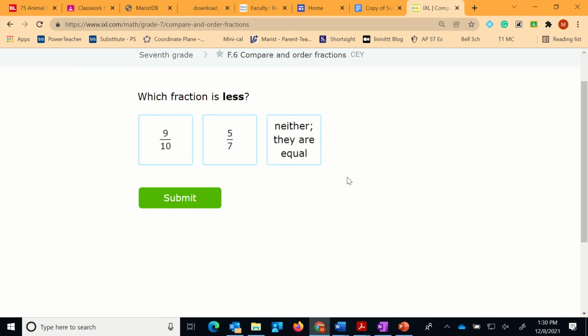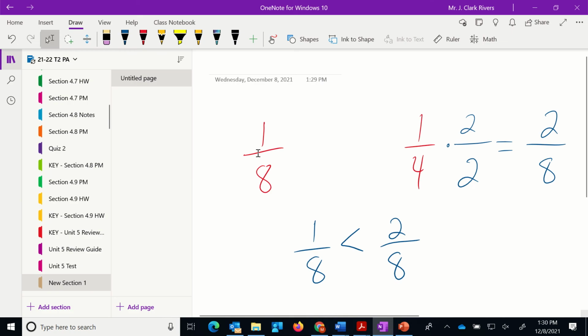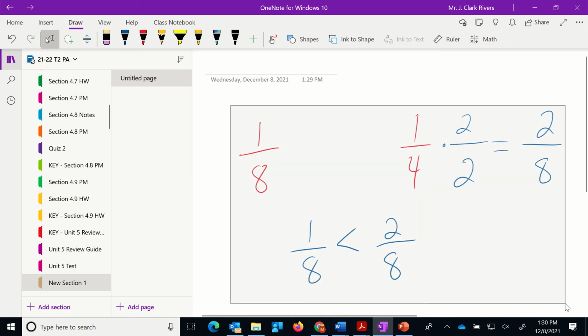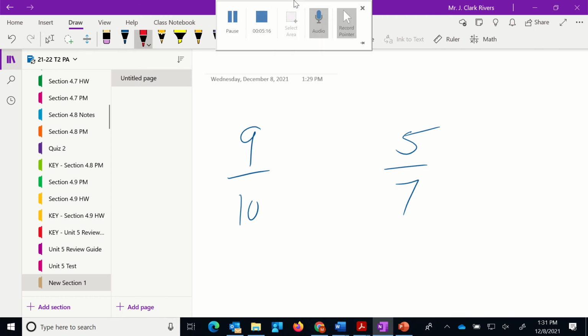Which fraction is less? Okay, 9/10 and 5/7. Looking at the denominators, 10 and 7, these are relatively prime. They do not have any common factors. So we just multiply them together to find our LCD. So we're going to multiply by 7 over 7 here. 10 times 7 is 70. 70 is our LCD.